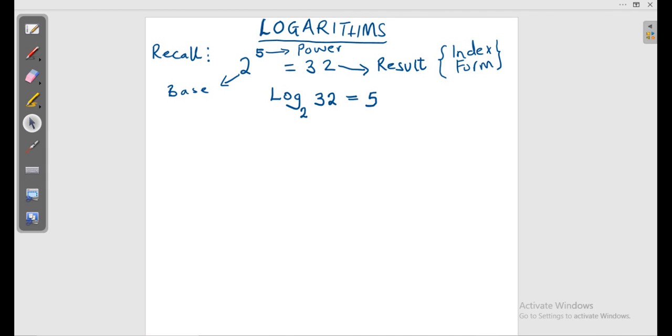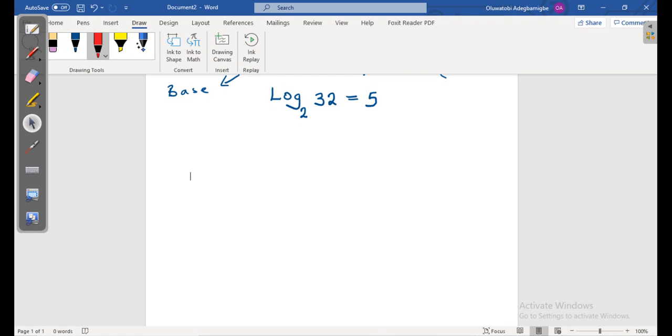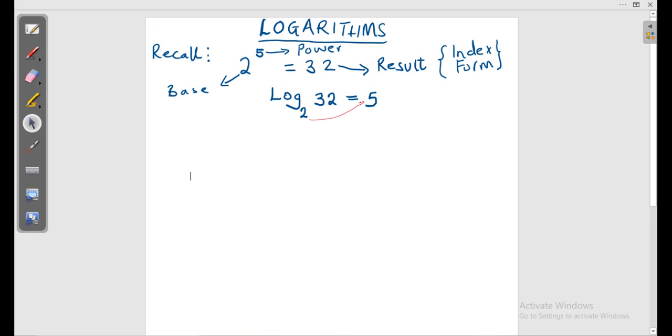Now, for you to know that you're right, is just to do something like this. 2 raised to power 5 equals to 32. So if we have a logarithmic form to be in this format now, log 81 base 3 is equal to 4, and you're asked to write it in an index form, I just tell my students to do this, and that gives you 3 raised to power 4 equals to 81. This is the relationship that exists between indices and logarithms.